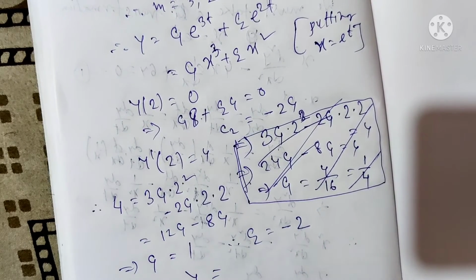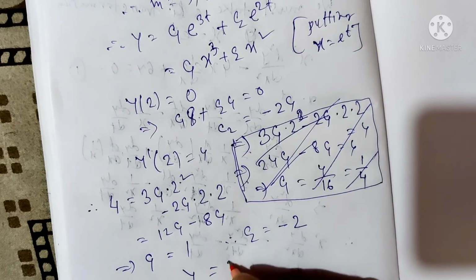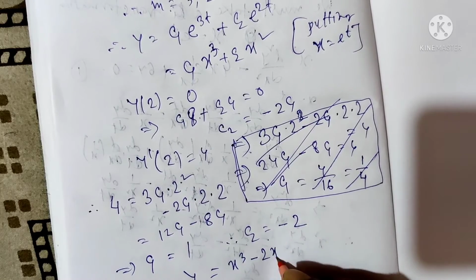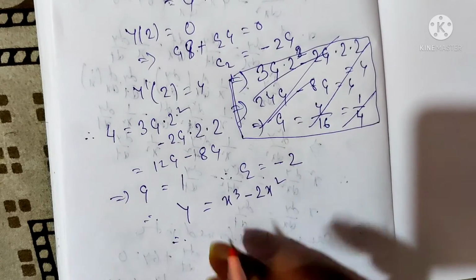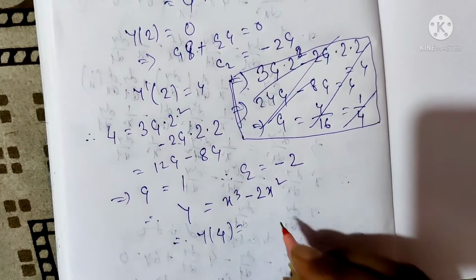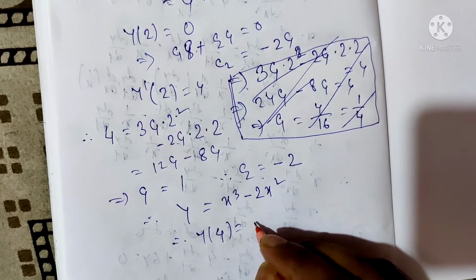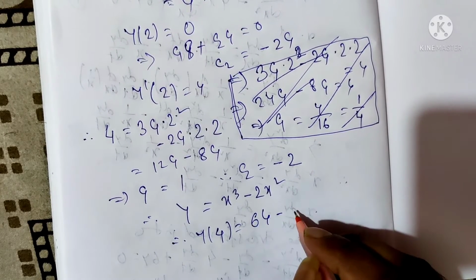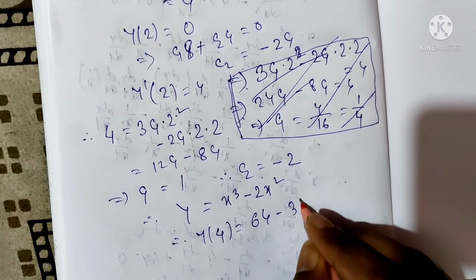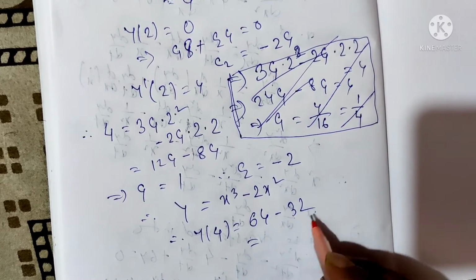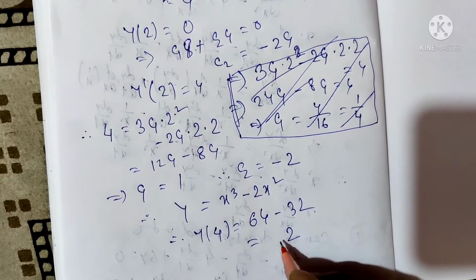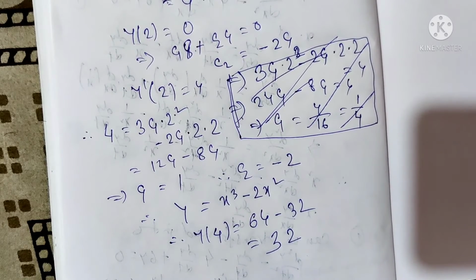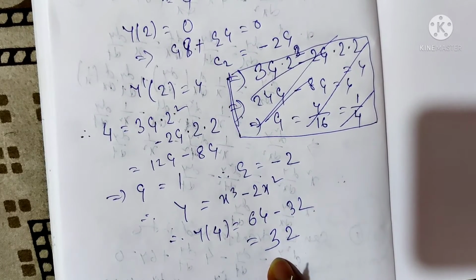Therefore, y equals x³ minus 2x². Therefore, y of 4 equals 64 minus 32, that equals 32. So this is the answer.